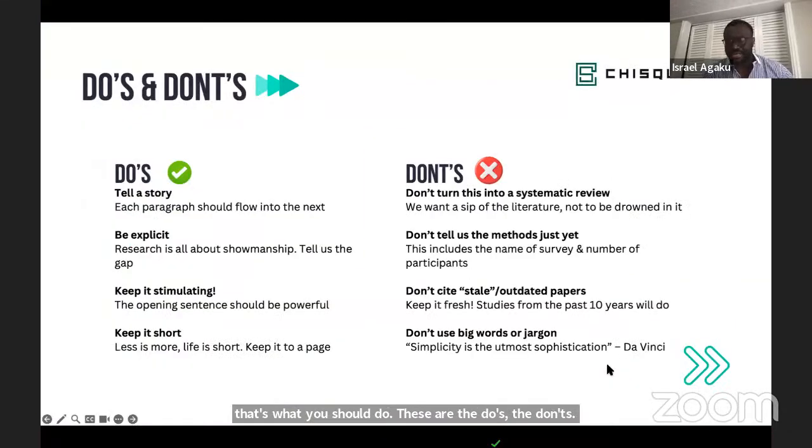An introduction is not a systematic review. We just want a sip of the literature. We don't want to be drowned in the literature. Don't tell us the methods just yet.